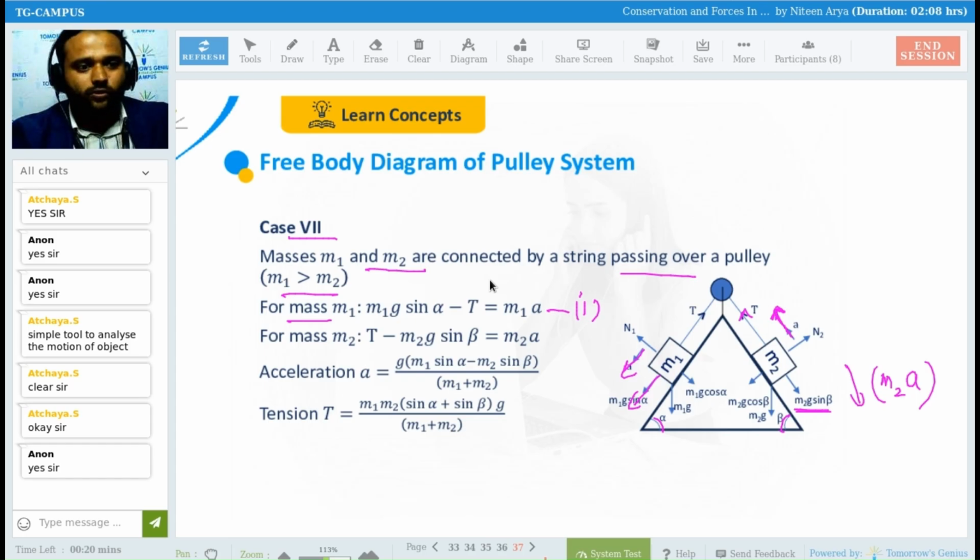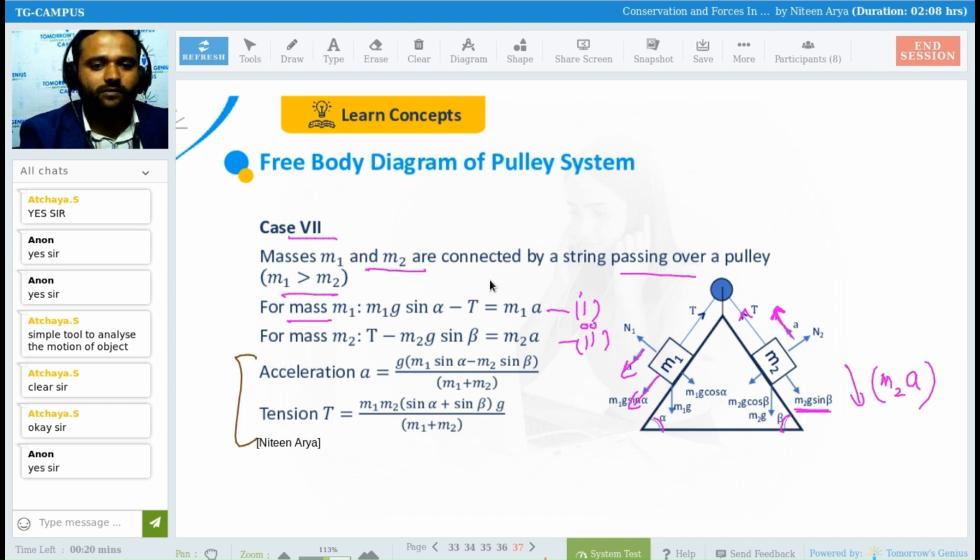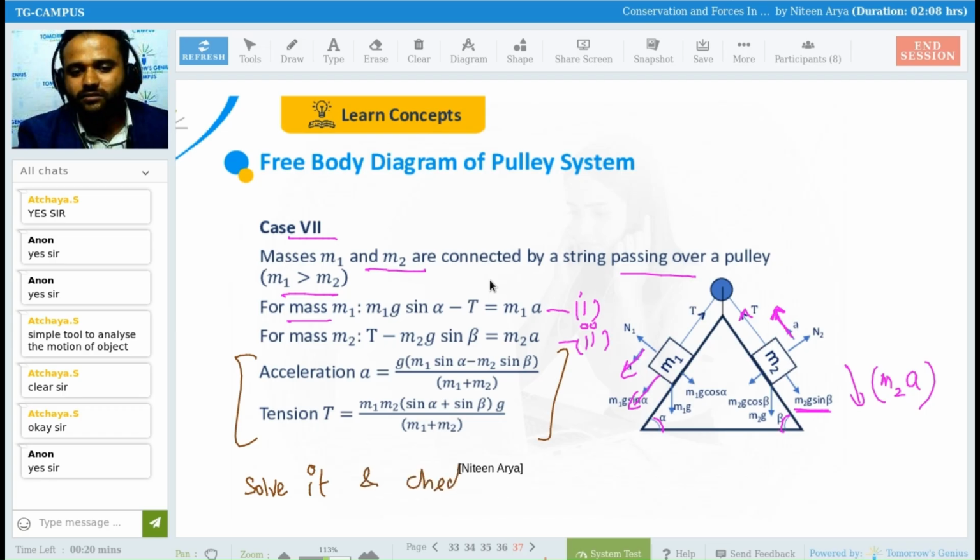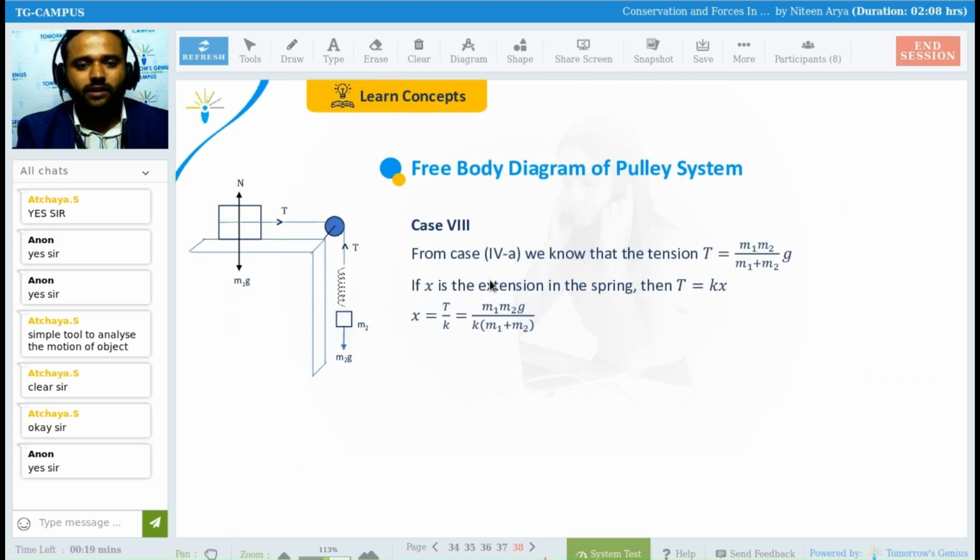Clear enough? So if it is going to slide downward, then M1G sine alpha and M1 acceleration are in the same direction, so we need to write this equation. Again, adding first and second, tension is going to be cancelled. Simple thing. And again, solve it and check it out. Clear? Now the next thing.